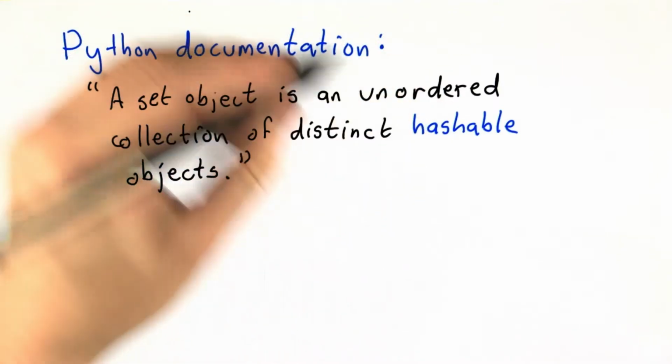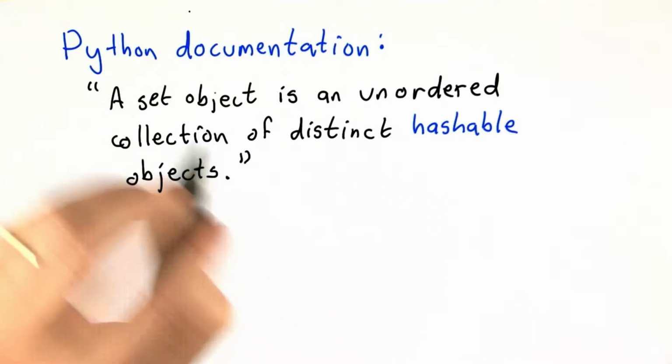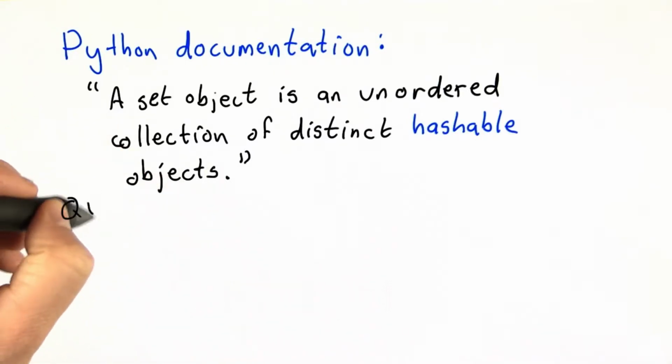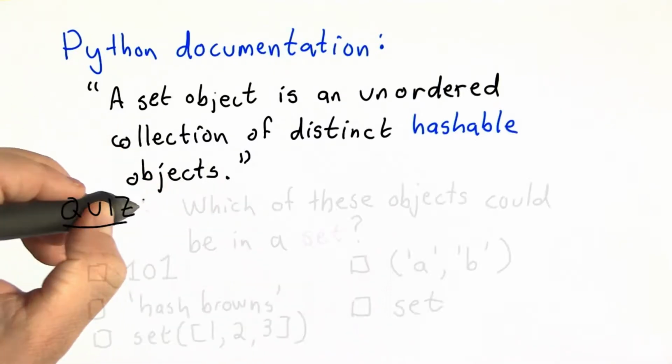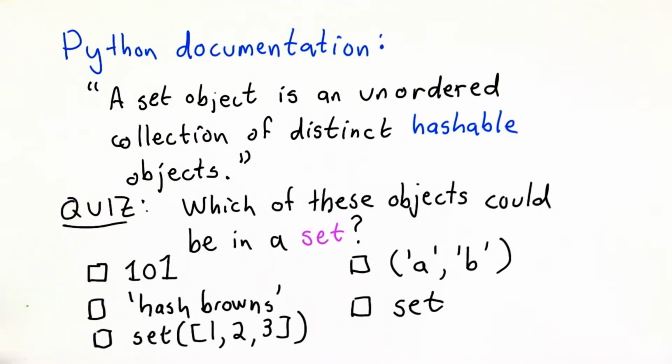So your goal is to see if you can figure out what this means, and if you can, you should be able to answer this quiz correctly, which is which of these objects could be in a set.